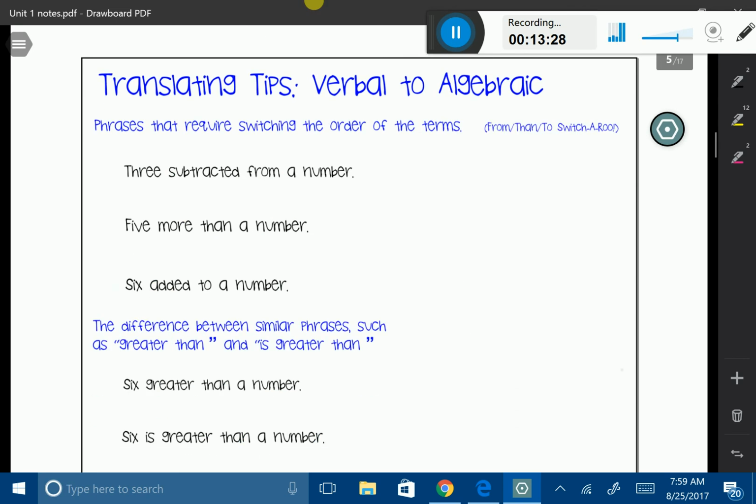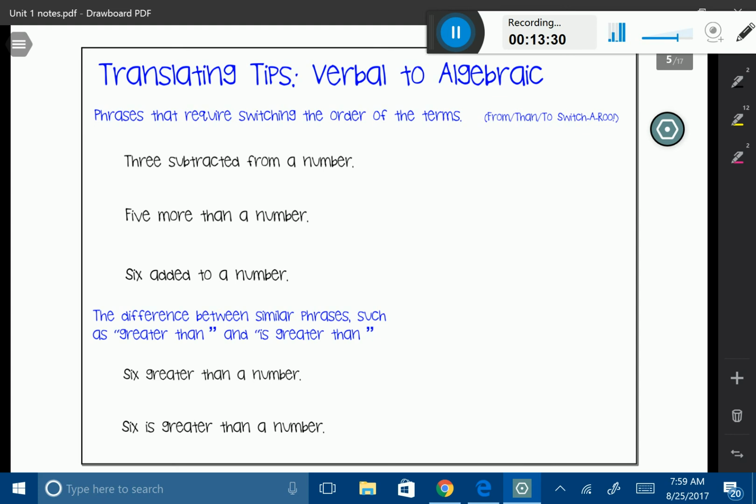All right, a couple more tricky ones. The next one is phrases that require switching the order of the terms. So you're changing the order of the terms. And I have this little thing I like to remember. From, than, or to, you switcheroo. So if you have any of these words, from, than, or to, you're going to switch it around. Let me show you what I mean. 3 subtracted from a number. Well, let's take a look.